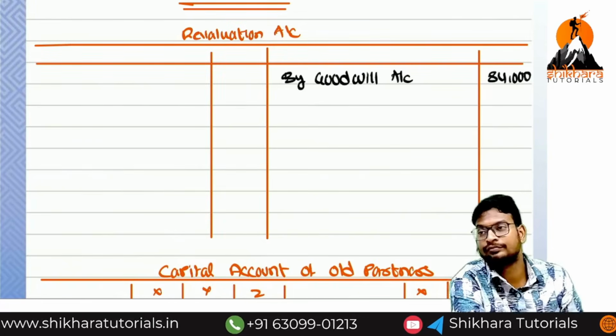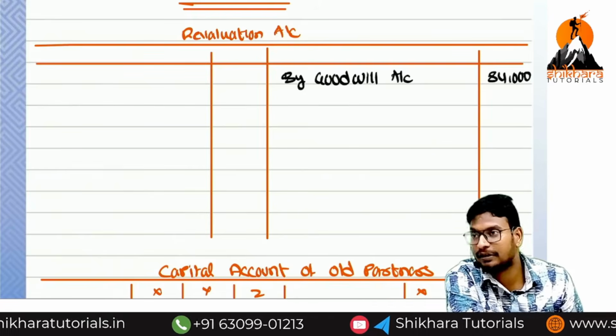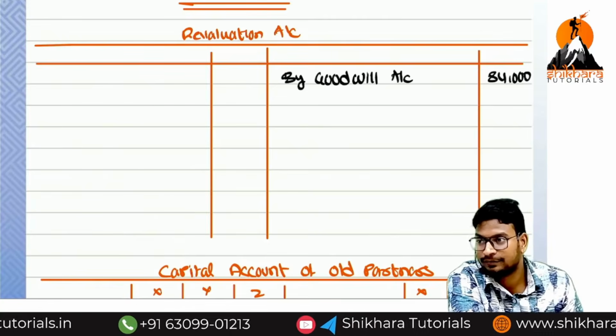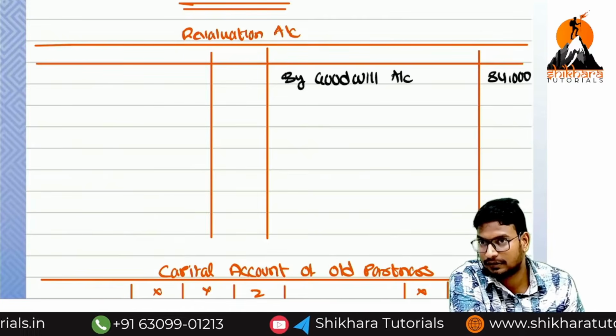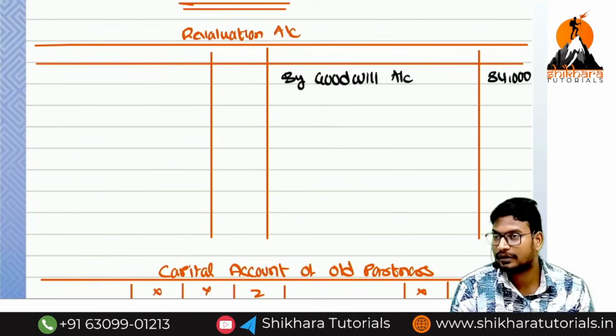84,000. Sir, how can we know it should be maintained? By way of practice, that's all. If you practice this model, then only we can understand. Otherwise, we cannot understand this model. Okay, now. The partnership account is so simple whenever you understand the concept.